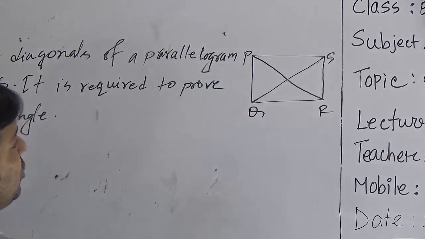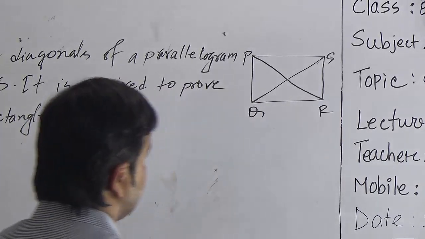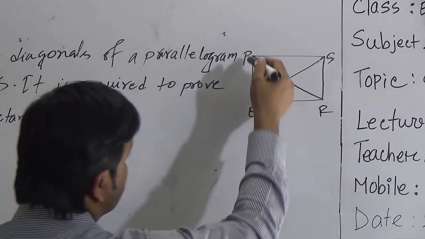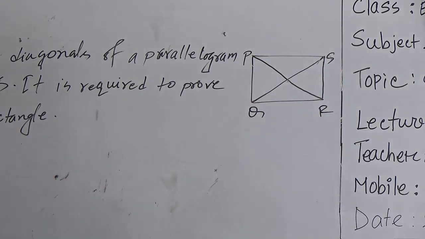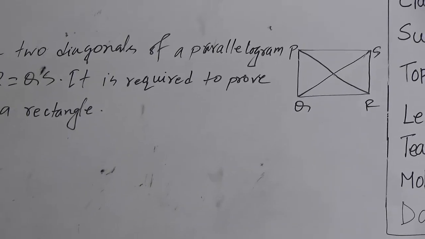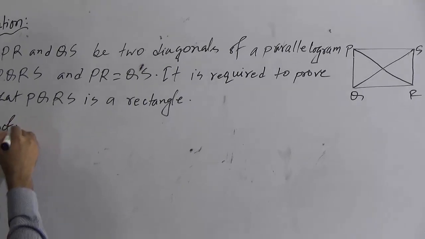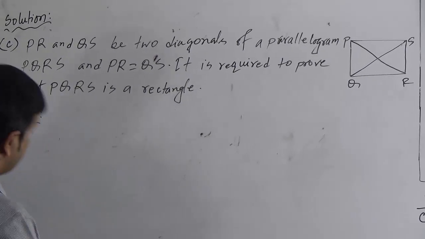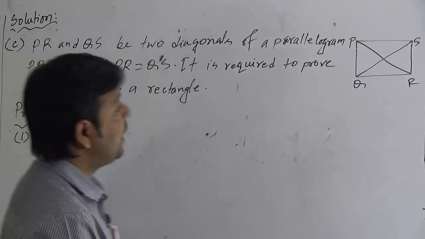It is required to prove that PQRS is a rectangle. In this case, the diagonals are equal. That is given. Okay, dear students, now see, we can prove here. Construction is not necessary here. So, step 1. How can we prove?